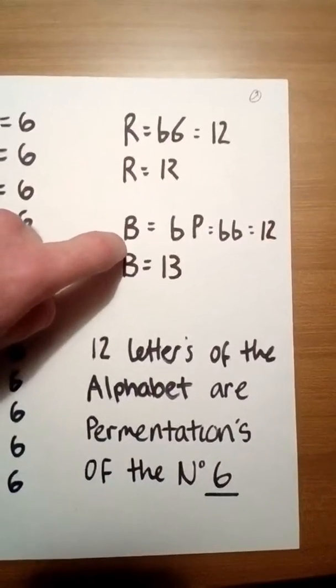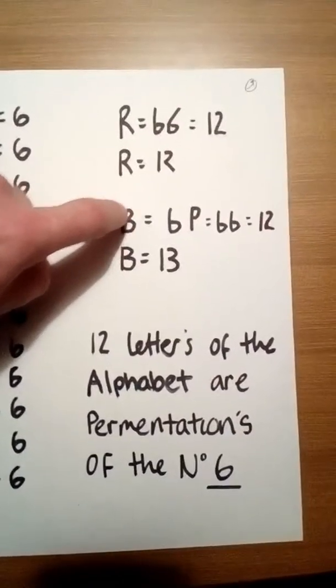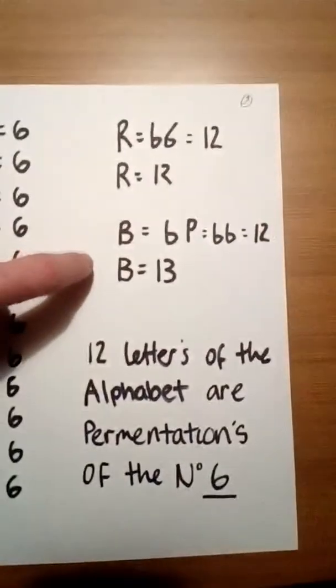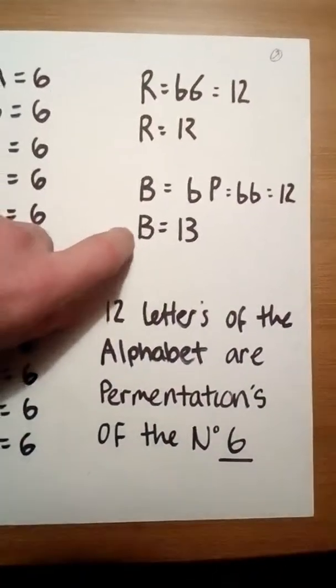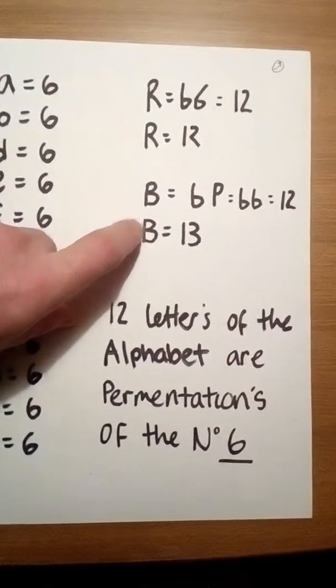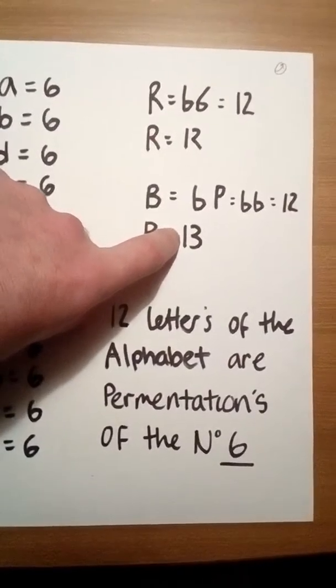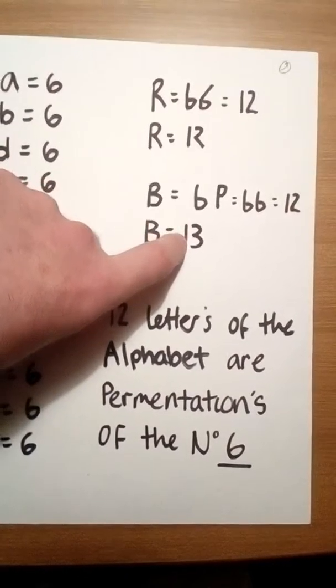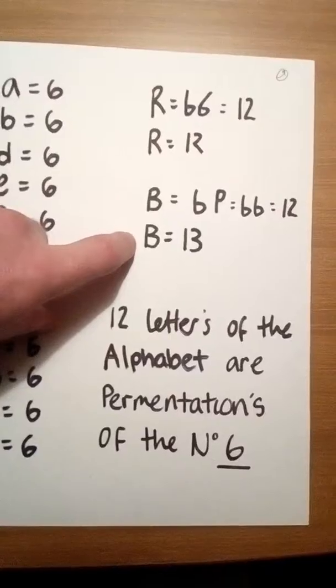Now with B, same thing. It's a 6 upwards and a 6 downwards, creating 2 6s, which is 12. But what's interesting is if you apply the same thing to the B as you do with the R, the B is actually a 13. See there, just put a little space in between it, and then you've got 13.